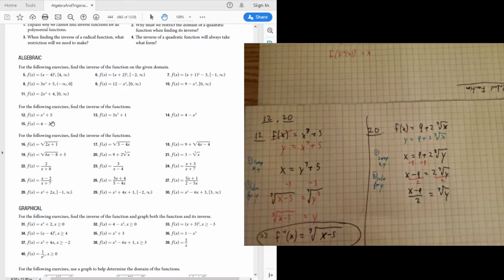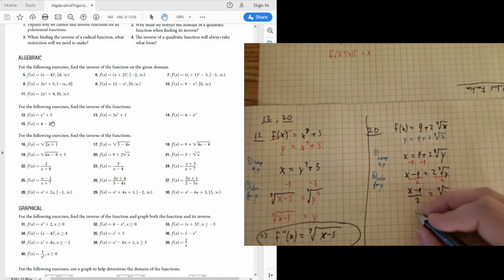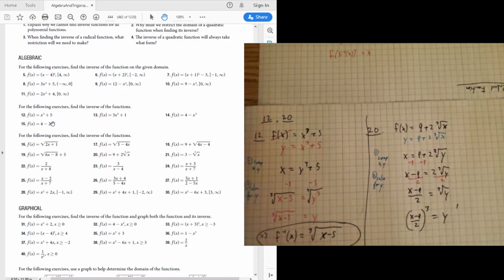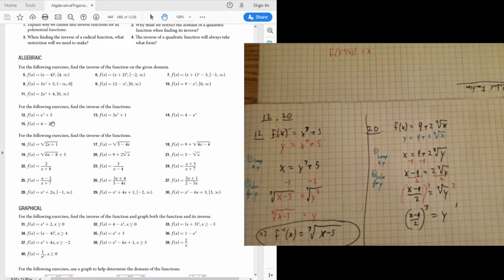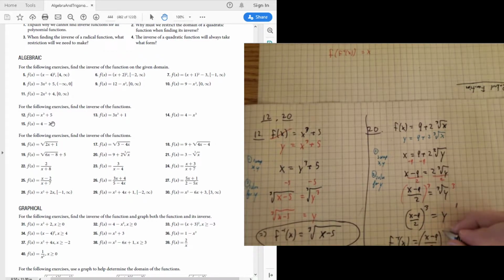And then lastly, I want to get y by itself, so I cube both sides. So I get x minus 9 over 2 cubed equals y, because I simply cubed both sides. And so this is our inverse function. So f inverse of x is equal to x minus 9 over 2 cubed.